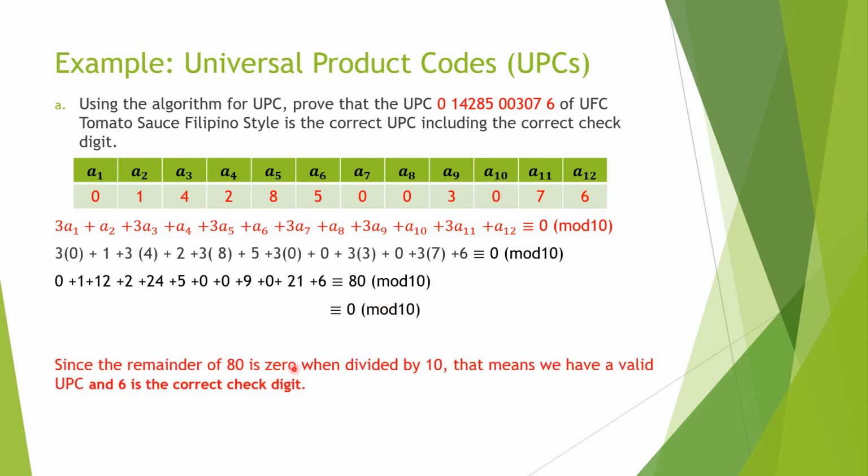Since the remainder of 80 is 0 when divided by 10, that means we have a valid UPC and 6 is the correct check digit. Since we arrive at 0 modulo 10, the given UPC for this product is valid.